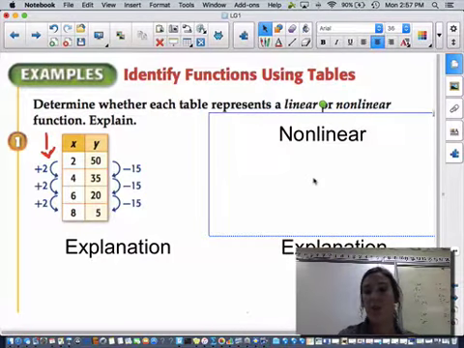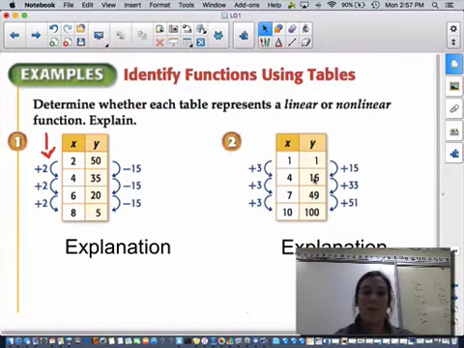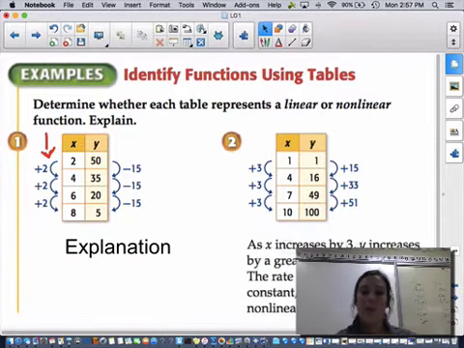Okay, now a nonlinear function. You'll notice on my left-hand side with my x values, I am increasing at a constant rate of plus 3, plus 3, plus 3. But on my right-hand side, I'm increasing by 15, then 33, then 51. So as x increases by 3, y is increasing by a greater amount each time. The rate of change is not constant, so it is nonlinear.